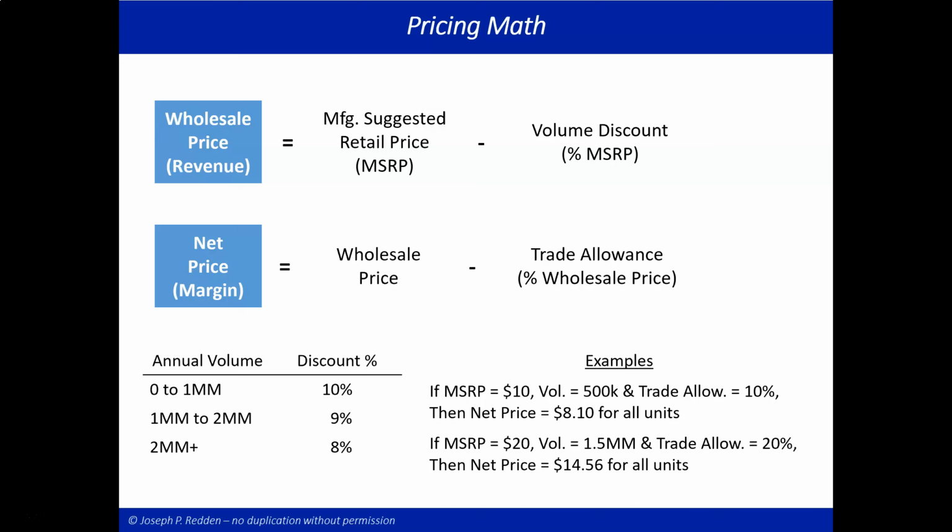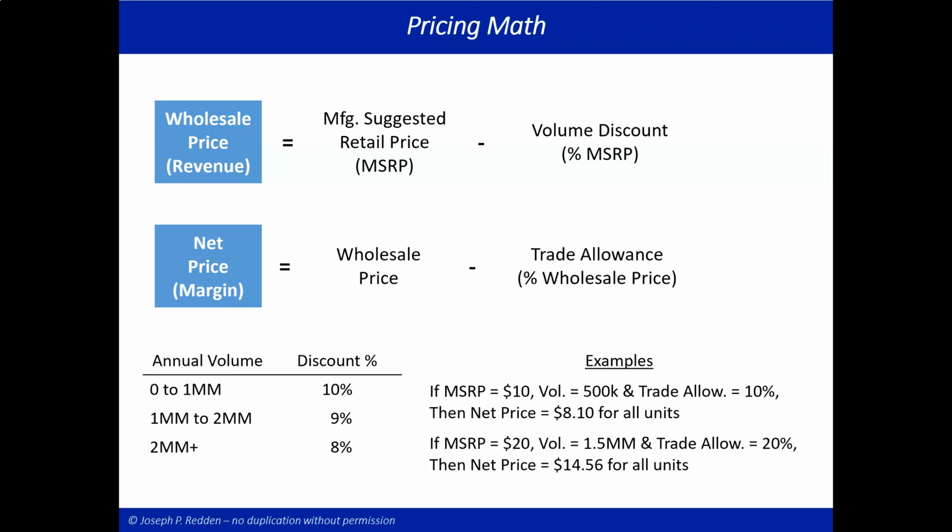Now, two things to note about that. One, that trade allowance percentage is calculated on the wholesale price, not the suggested retail price, while the volume discount is multiplied by the manufacturer's suggested retail price. Second, this volume discount applies to the volume across all of your products for your firm, not just one product. So as you get more products, they're more likely to get more discounts and sell more volume for those sales.